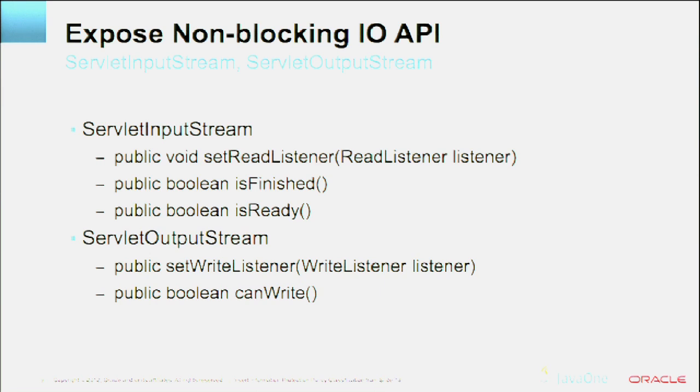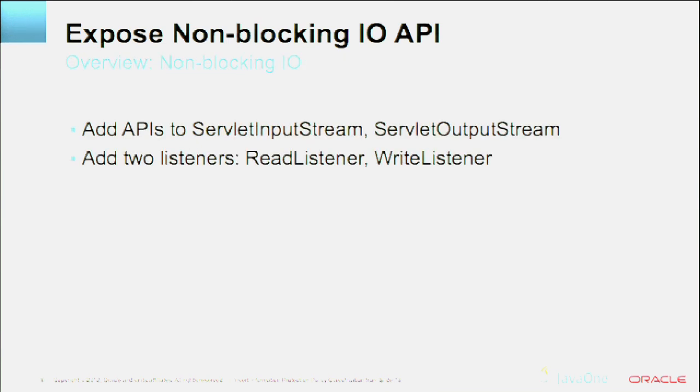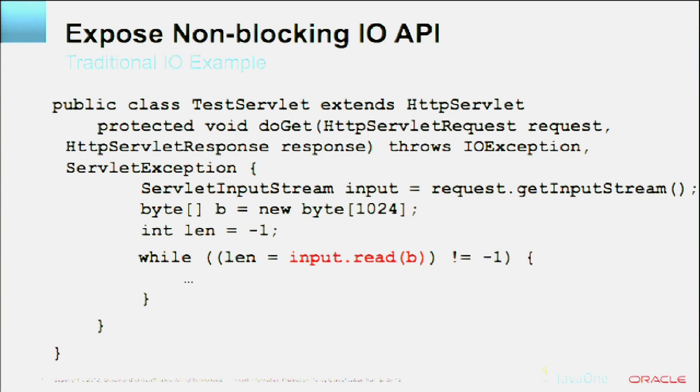We add two of them in the server input stream, namely isFinished and isReady. isFinished basically tells you that all the data has been read and there's nothing more. And isReady lets you check whether you can actually read without blocking. This is very important because in the traditional example, once you call this API, you already block. There's nothing you can do. So we add an API to let you check if you are ready before you call this read API. We will see how it works with some examples at the end.